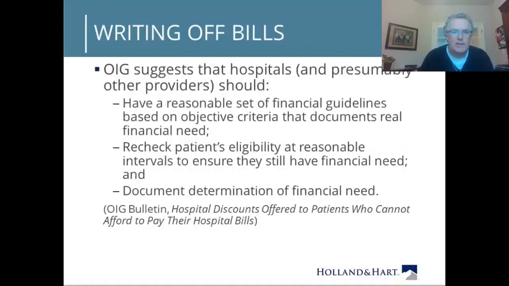The OIG suggests that hospitals and presumably others should have appropriate financial guidelines for establishing financial need that's based on objective criteria and that documents real financial need. They suggest that you should recheck the patient's eligibility at reasonable intervals to ensure that they still have ongoing financial need if they're a long-term patient, and that you should document that determination of financial need in case you're ever challenged.